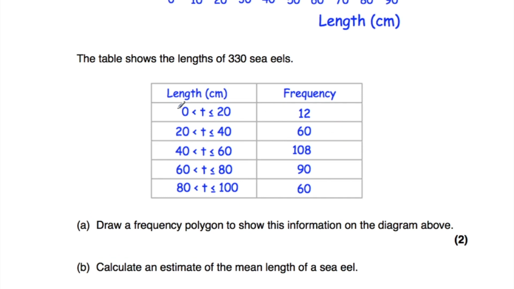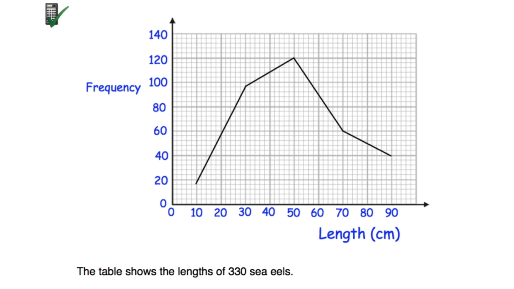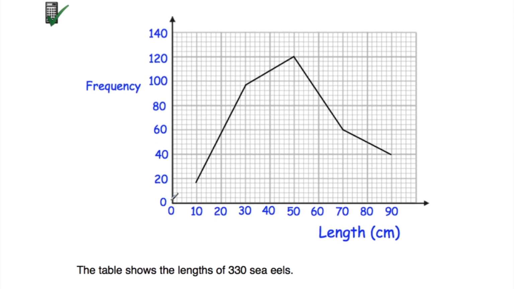So between 0 and 20, we'll plot it at 10. We're going to have a frequency of 12. So we're going to go at 10, we're going to go up to 12. Now let's just check, there's 20, and it's 1, 2, 3, 4, 5. So if we do 20 divided by 5, that means we're going up in 4s here. So we want to go up to 12, so that's going to be 4, 8, 12. That's going to be the third little box there, 12.